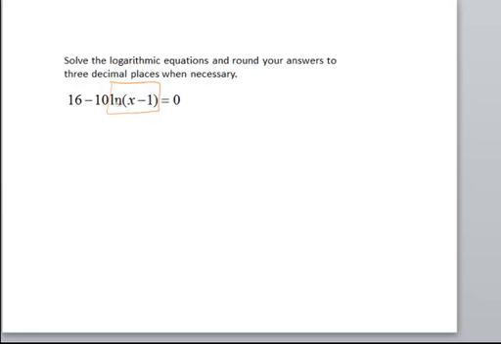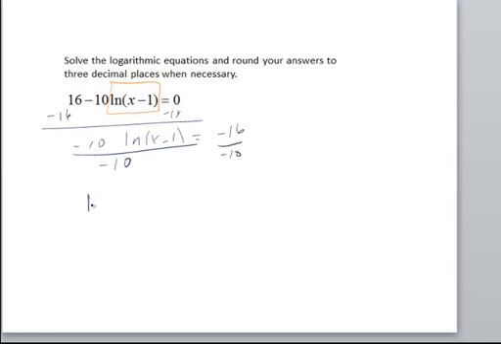The 10 is multiplied by this expression. So I'm going to have to bring the 16 over by subtracting 16 from each side. And then I can get rid of the 10 by dividing by 10, or in this case, negative 10. So dividing through by the negative 10, I now have the natural log of x minus 1 is equal to, reduce that, plug it into your calculator, decimal fraction, I don't care. In this case, obviously, you want to go the decimal, 1.6.